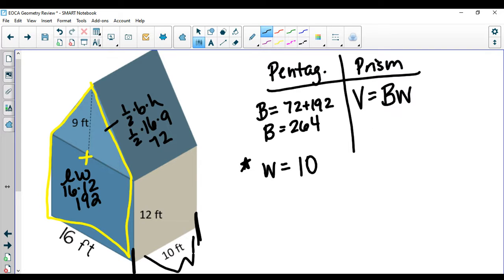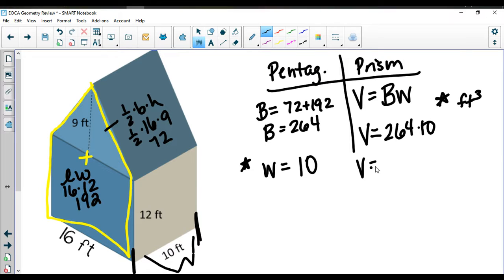For volume, because we're three-dimensional, and we're talking about the space that can be filled up here, what type of units are we going to be using for this particular question? So because it's 3D, we are going to be talking about feet cubed. So with that, we can go ahead and plug in our volume formula, 264 times 10. That's going to give us a final volume of 2,640 feet cubed for this one.